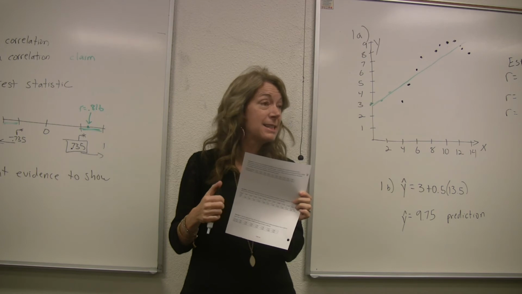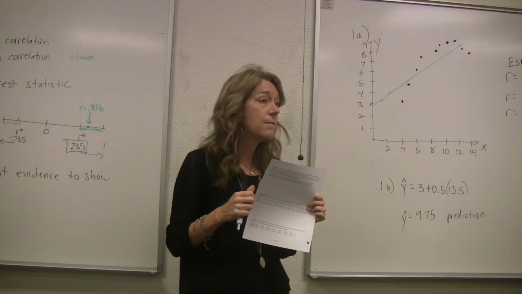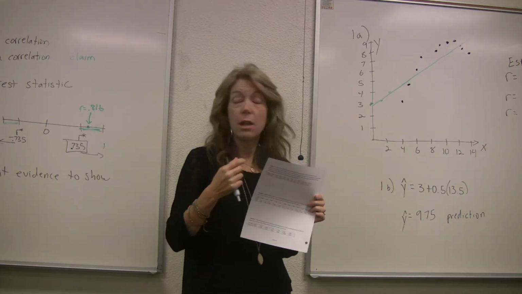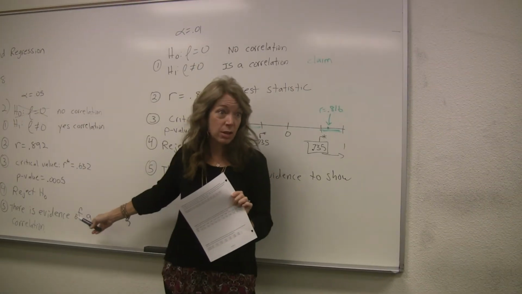We good? Yes? That's the best way to write the answers: the y-hat for the line of regression, and then the y-hat underneath it for the prediction. You don't have to write a sentence or anything. The only sentence that we needed was to talk about whether there was or wasn't a correlation.